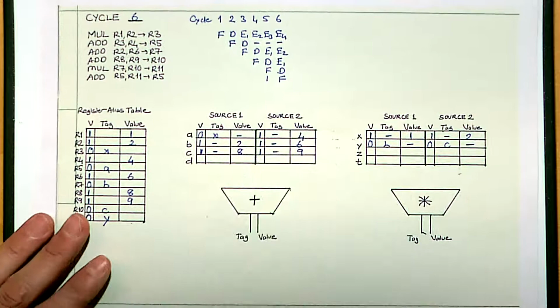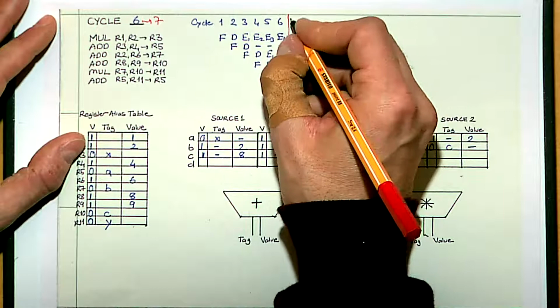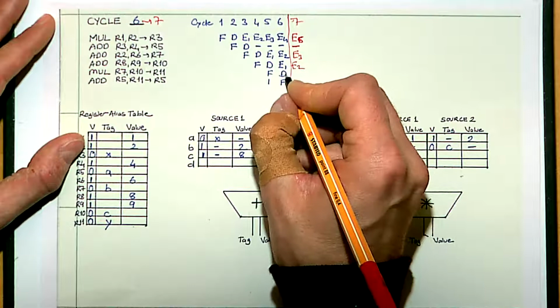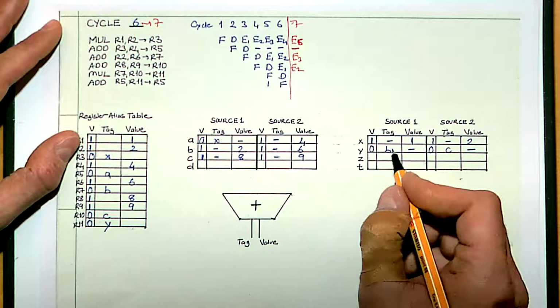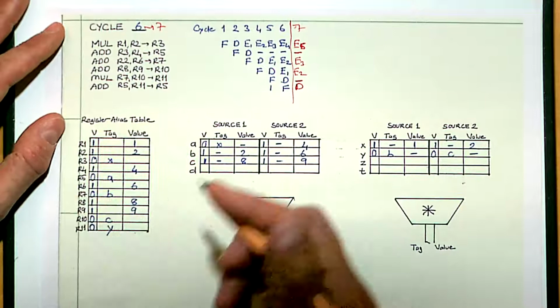Okay, this is the end of cycle 6. Now let's see what happens in cycle 7. Basically, this multiply will keep happily executing. Oh, sorry, this is E5, right? And this will keep unhappily waiting, and this one happily executing. And this instruction, we determined that it cannot execute in the previous cycle, so it's going to wait in the reservation station until its sources are ready. And this instruction we're going to decode now, and there's no more instruction in the pipeline that we're going to bring in. Otherwise, we can be here for a really long time.